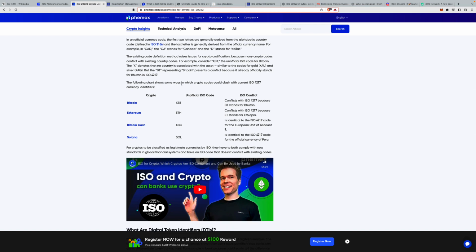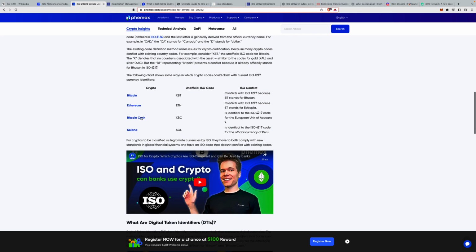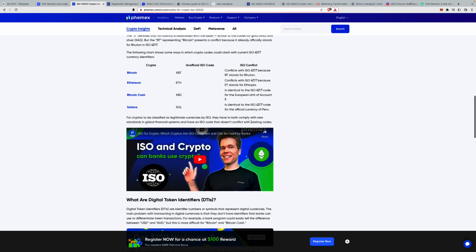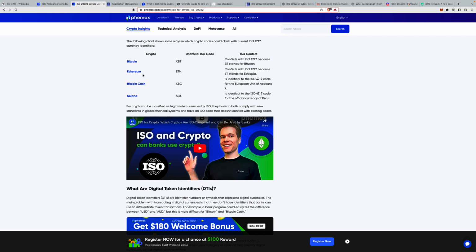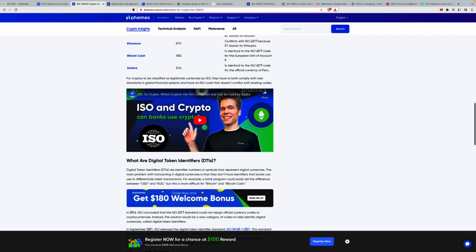The following chart shows some ways in which crypto codes could clash with current ISO 4217 currency identifiers. Bitcoin could clash with Bhutan, Ethereum could clash with Ethiopia, Bitcoin Cash could clash with the European unit of account, Solana could clash with Peru. So there are problems here. That's why the ones that are labeled X are strong off the gate: XRP, XLM, XDC, right? For cryptos to be classified as legitimate currencies by ISO, they have to both comply with new standards in global financial systems and have an ISO code that doesn't conflict with existing codes.